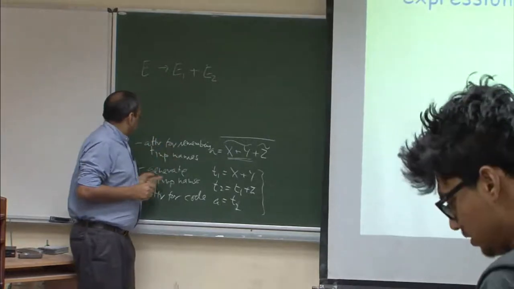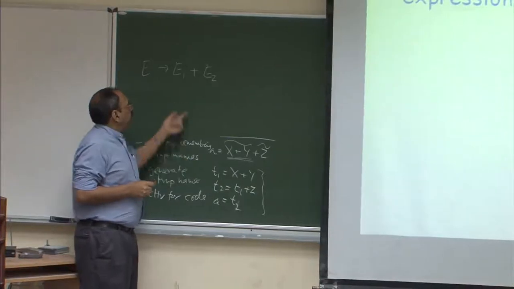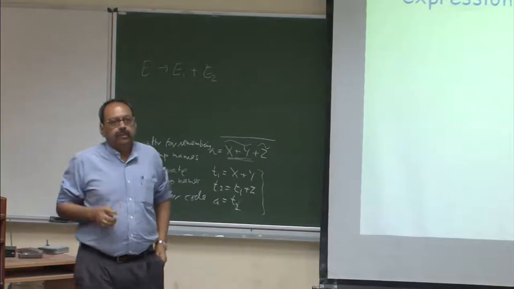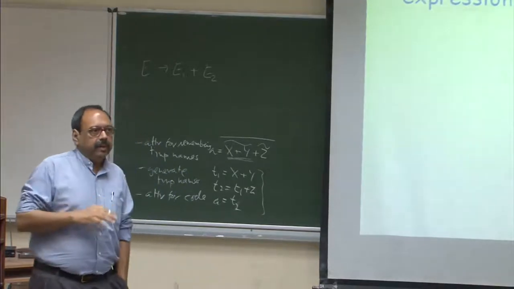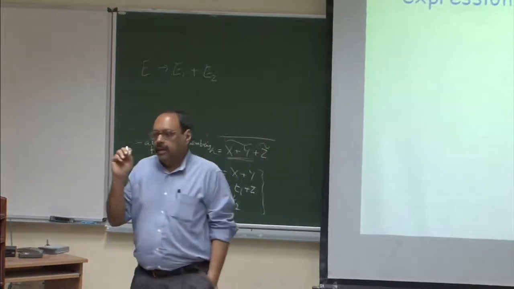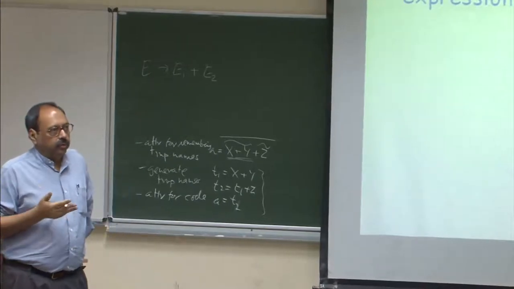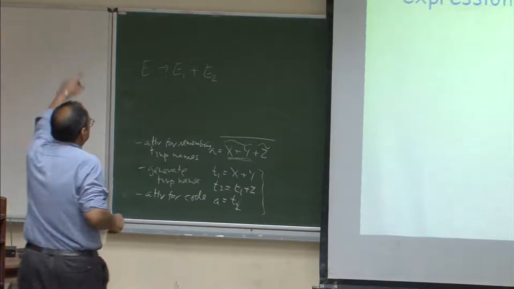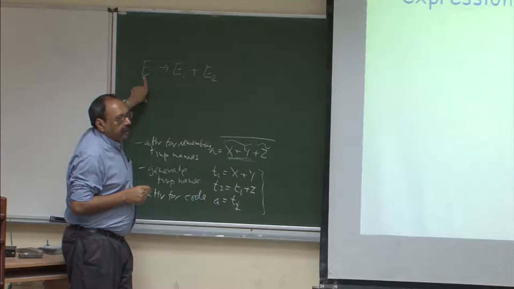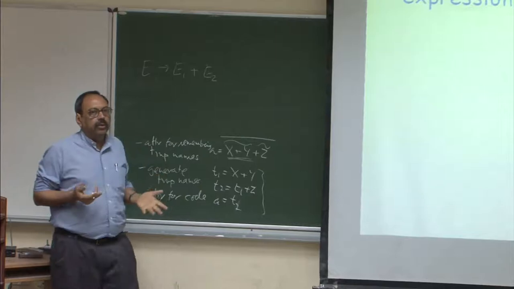As I said, the first thing I must remember is where E1 is stored and where E2 is stored. So I have some attribute which says E1 place and some attribute which says E2 place, which will give me the names of the variables saying where the expression corresponding to E1 has been stored and where the expression corresponding to E2 has been stored. Next, once I know these places, I'll have to generate a temporary name for this, and say that these two variables are added and stored in that particular location.